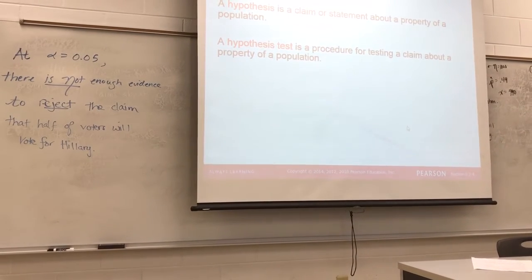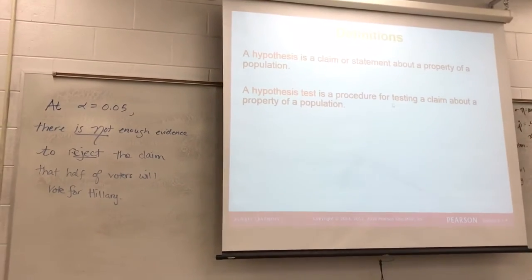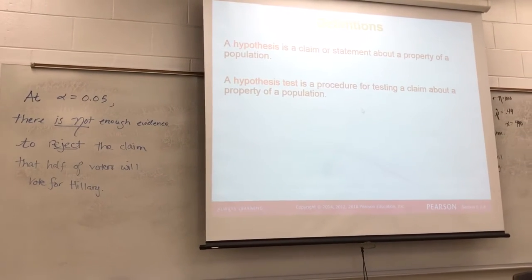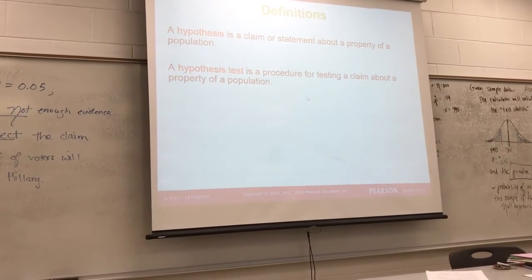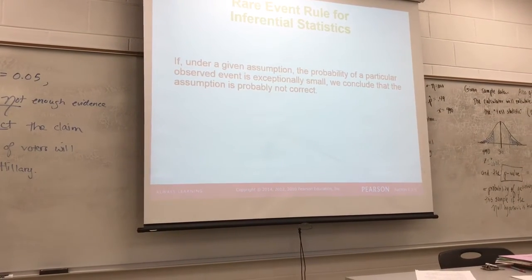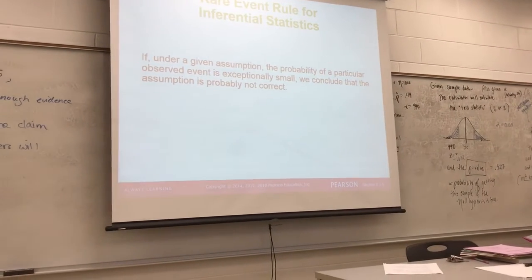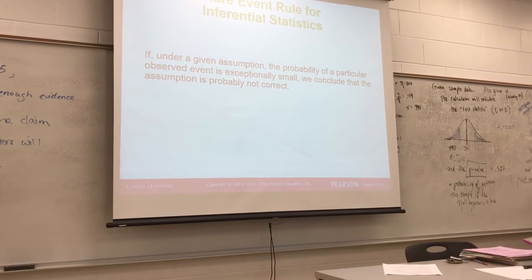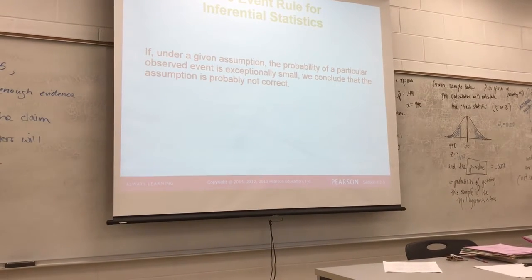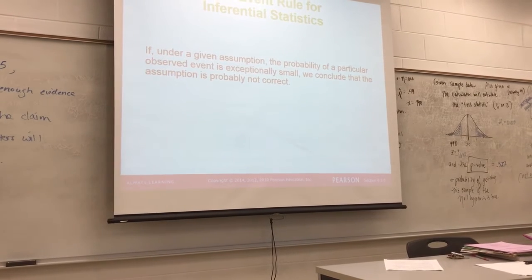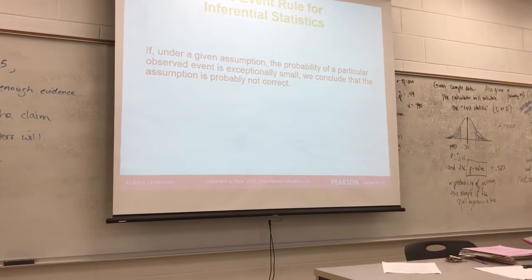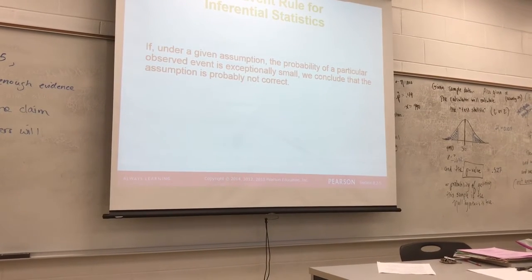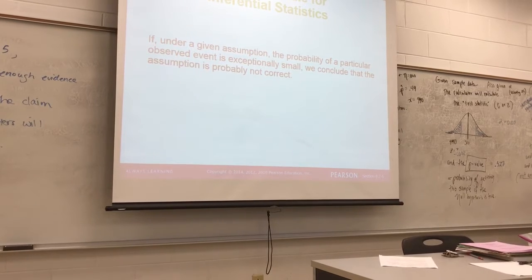Alright, let's get some definitions. A hypothesis is a fancy word for a claim or statement about something about the population. Hypothesis test is this procedure for testing the claim. Here's the rare event rule that's being used. That's the logic here: if, under a given assumption, like your null hypothesis, the probability of a particular observed event, like a certain sample data, is exceptionally small, smaller than alpha, then we conclude that the assumption is probably not correct and we reject it.